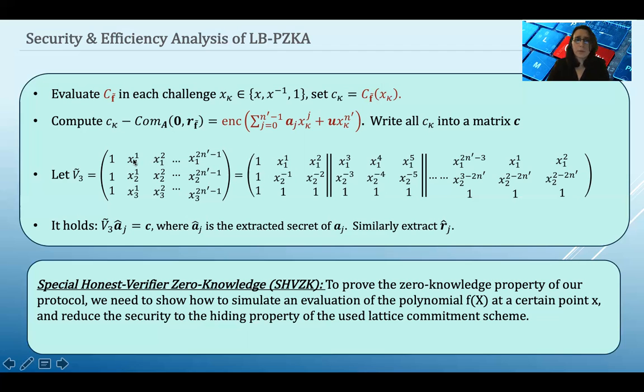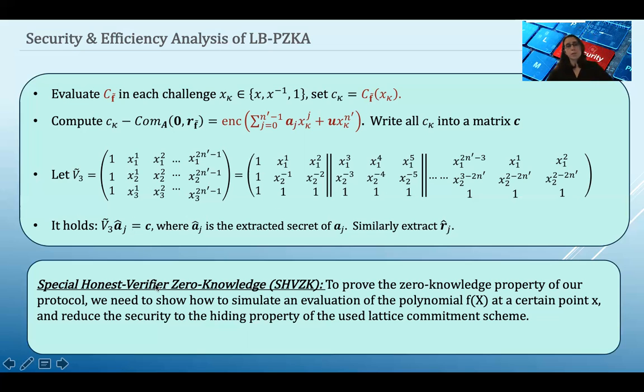And so this can be decomposed into the following concatenation of the 3 times 3 Vandermonde matrices. And then we can say that this matrix C, which resulted from this step, is equivalent to this Vandermonde matrix multiplied by the extracted witness, by the relaxed extracted witness. And in exactly the same way, we can extract also the randomness.